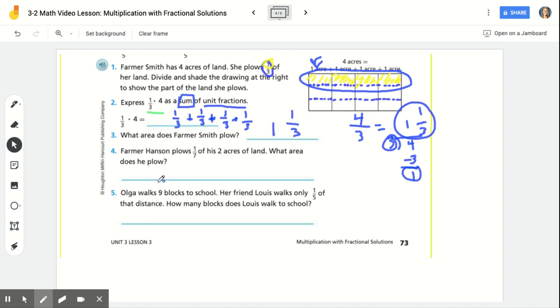1 1/3 what? What area? What unit are we using? Acres. And again, I just solved it using just the diagram. Let's make sure that this is true with number 2 as well.